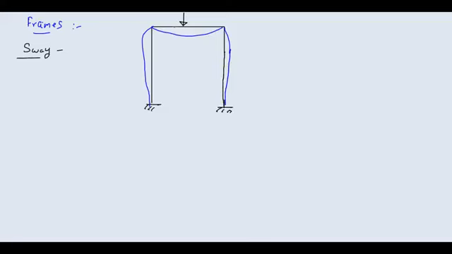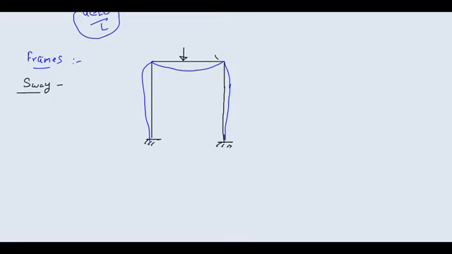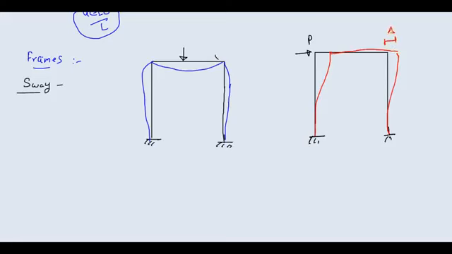It means that it will not move in the horizontal direction. If you don't have a horizontal force, it is not going to move in the horizontal direction. On the contrary, suppose you have a frame like this, and instead of this vertical force, you have a force like this. If you have a horizontal force like this, definitely your frame will try to sway. This type of horizontal deflection that takes place in your frame structure is called sway, this delta.